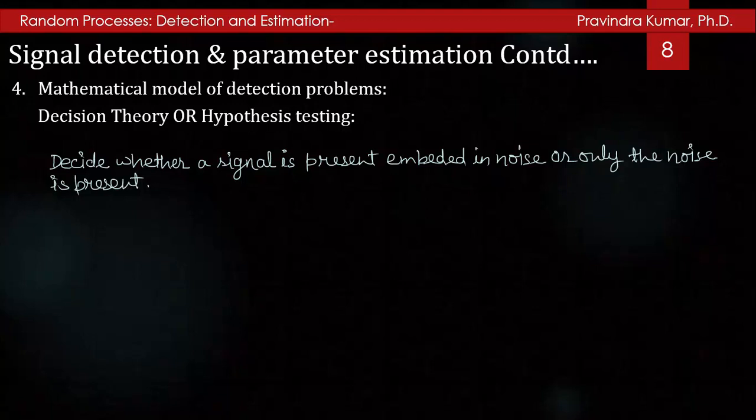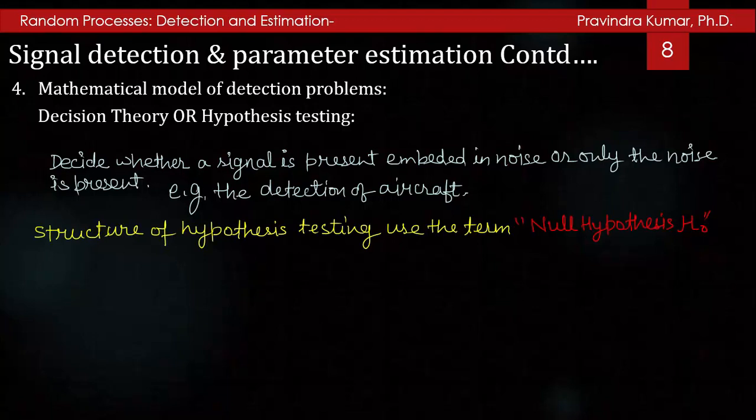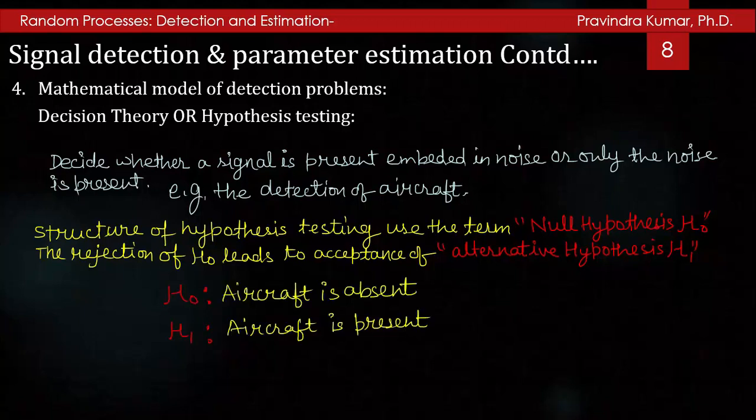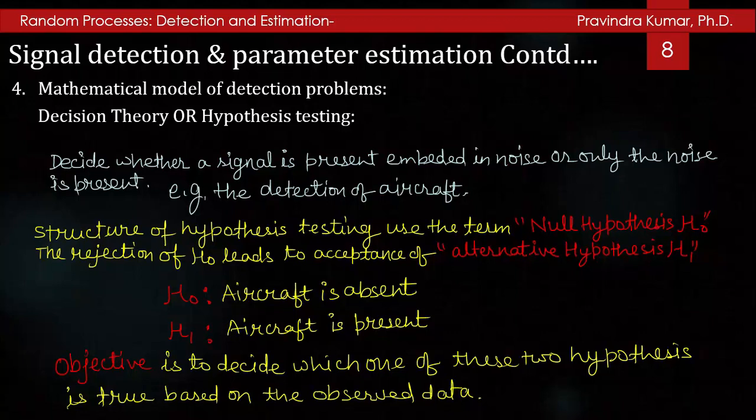two hypotheses, choosing the best of two hypotheses, and the structure of hypothesis testing is formulated with the null hypothesis H0, and the rejection of H0 leads to acceptance of the alternative hypothesis H1. The null hypothesis corresponds to no change from usual, that is the aircraft is not present or absent, and the alternate hypothesis H1 shows the change, that is the aircraft is present.